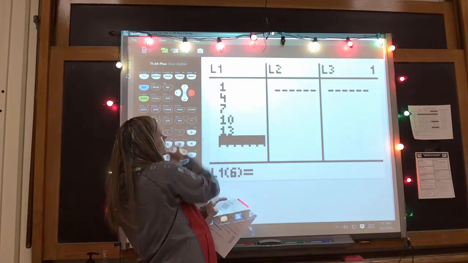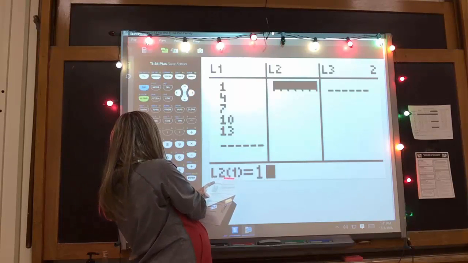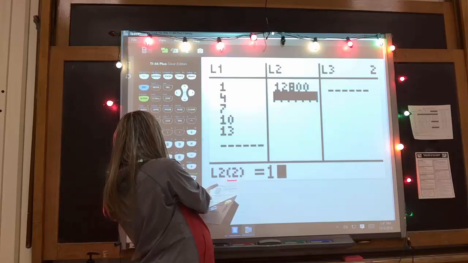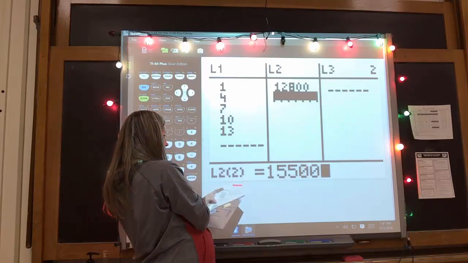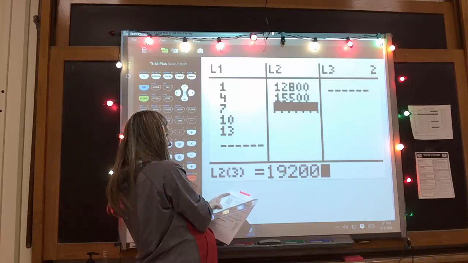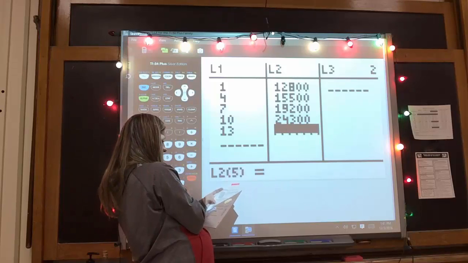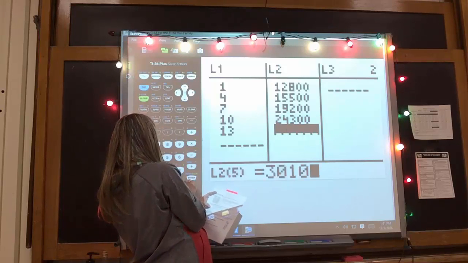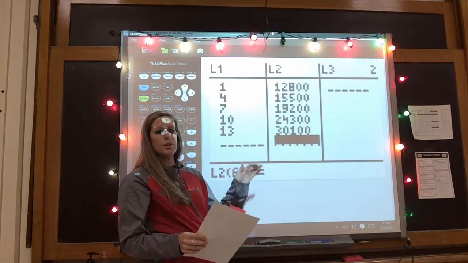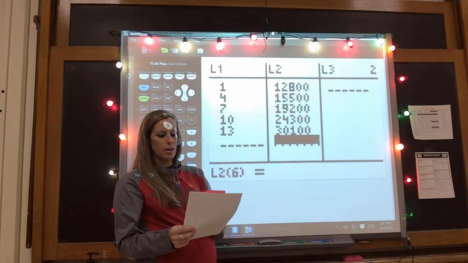Okay, and then I'm going to put in my values in the list too. So 12,800, 15,500, 19,200, 24,300, and 30,100. Okay, like I said, this is the point where you really need to double check and make sure your table matches the table on your paper.